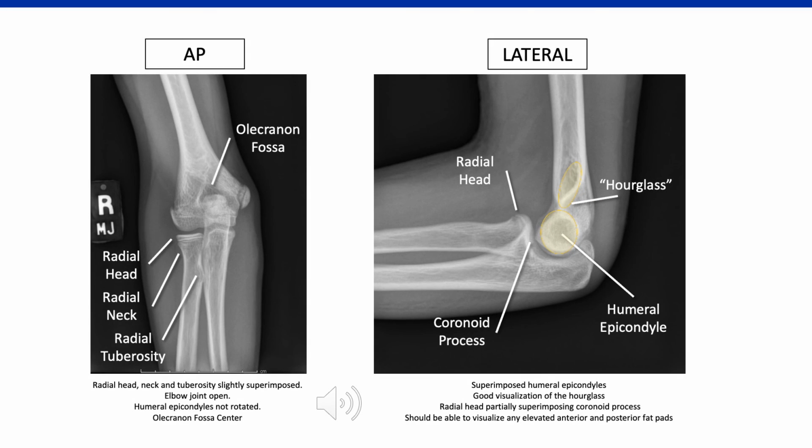When you have a true AP and lateral image, you should be able to visualize the radial head, neck, and tuberosity slightly superimposed. The elbow joint open and humeral epicondyles not rotated. Olecranon fossa should also be in the center. On the lateral view, you should have superimposed humeral epicondyles, a good visualization of the hourglass. Radial head is partially superimposed over the coronoid process, and a good visualization of any elevated anterior or posterior fat pads.